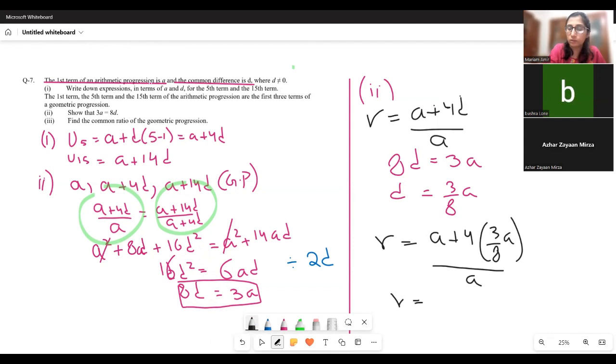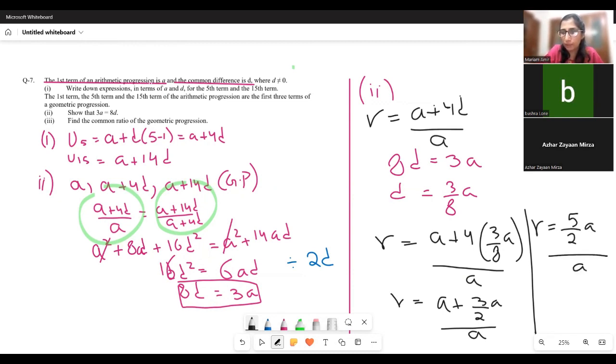So R equals a plus, that's going to be 3 by 2 a, upon a. So 1 plus 3 over 2 will be 5 over 2 a. So R is 5 by 2 a upon a. A and a get cancelled and R is 5 by 2. Answer at the back is 2.5, so we got the correct answer.